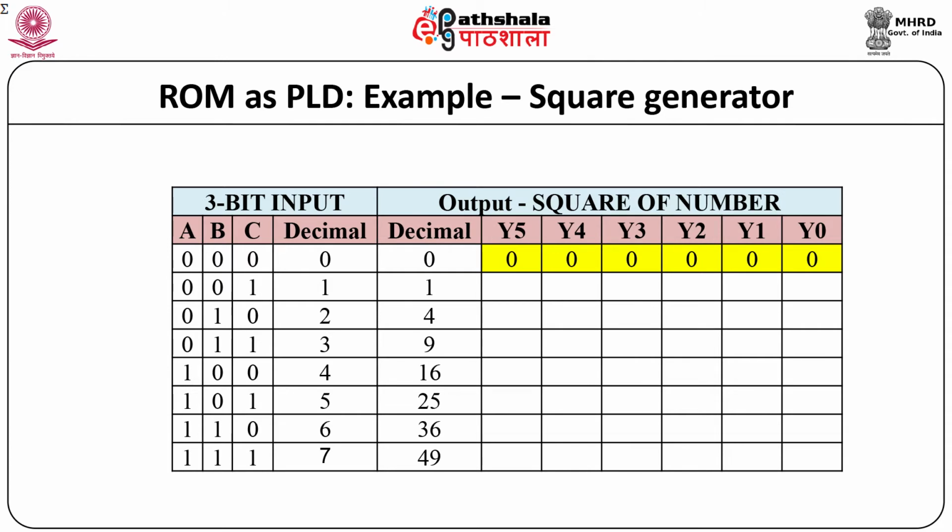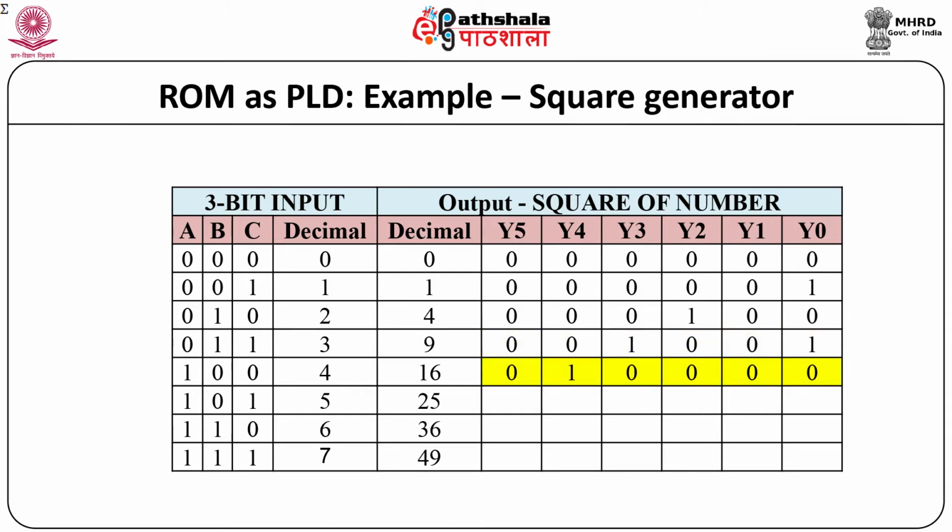There are 6 bits required at the output of the combinational circuit to implement the square generator. Let us write the square of the number in binary. For example, for 0, we have all bits zeros. Square of 1 is 0, 0, 0, 0, 0, 1. Square of 2 is represented as 0, 0, 0, 1, 0, 0. Square of 3 is represented as 0, 0, 1, 0, 0, 1.